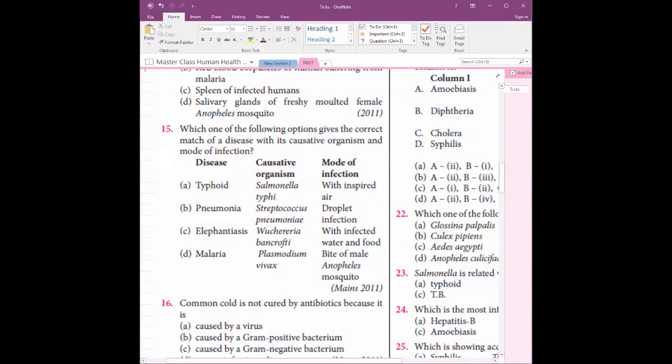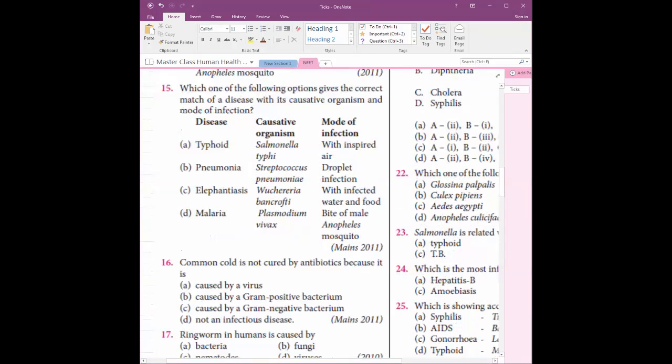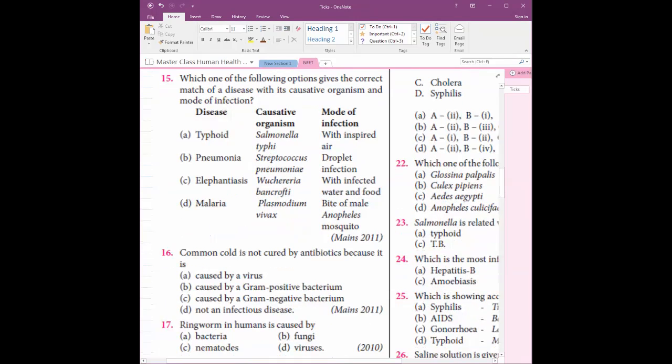Okay, chalo. Next one, guys. Which one of the following options matches with its causative organism and mode of infection? Yes. So guys, just have a look. Who do you think is the right match? Very simple. Yes, C has given me the right answer. Some of you have given me the right answer, some of you have given me the wrong answer.